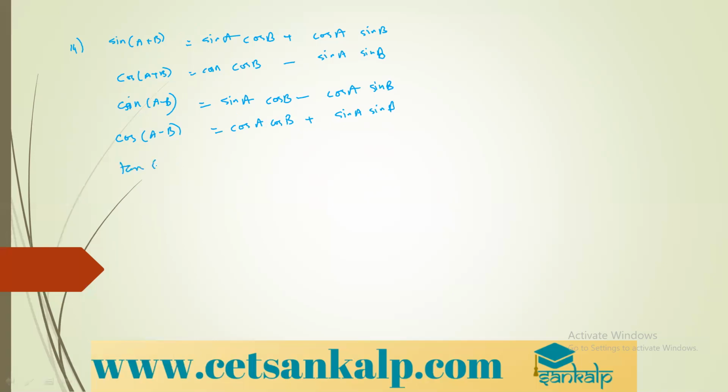Tan A plus B formula, tan A plus tan B by 1 minus tan A tan B. Tan A minus B formula, tan A minus tan B by 1 plus tan A tan B.